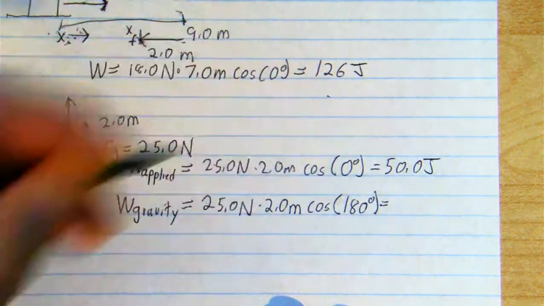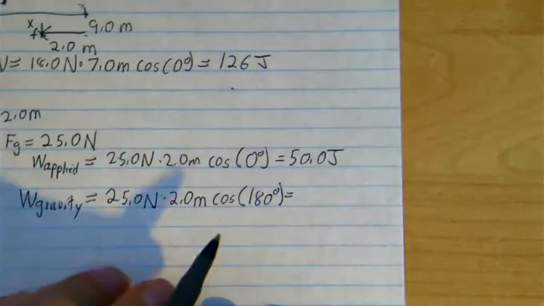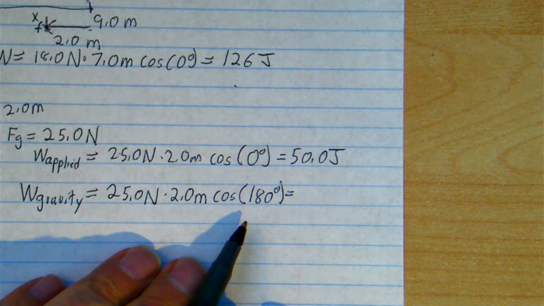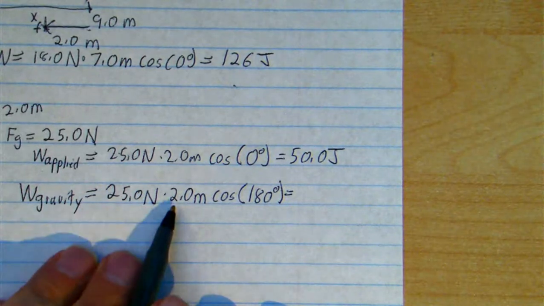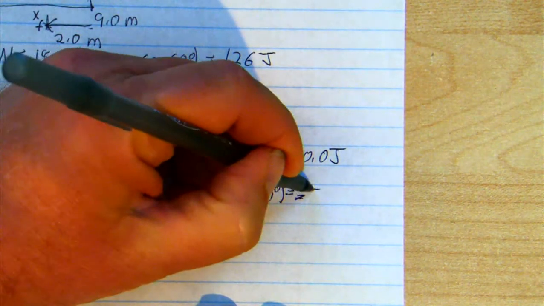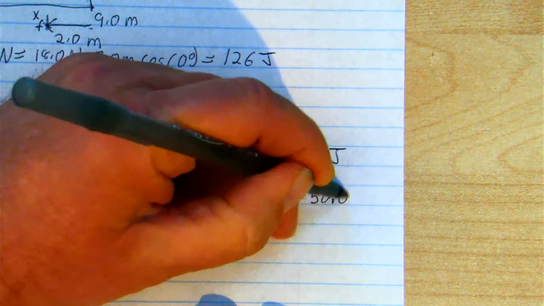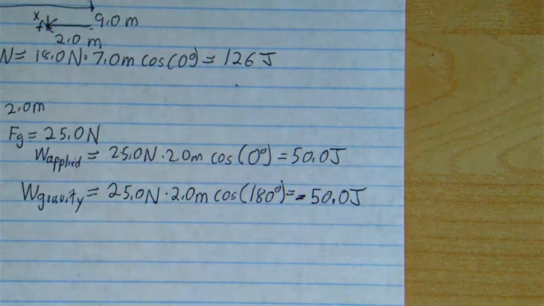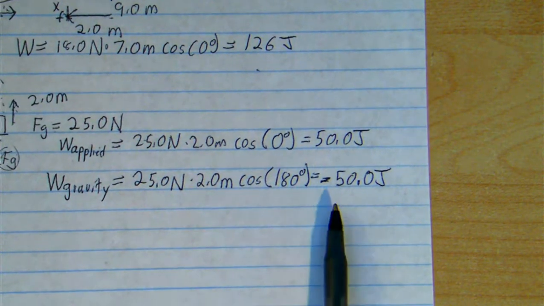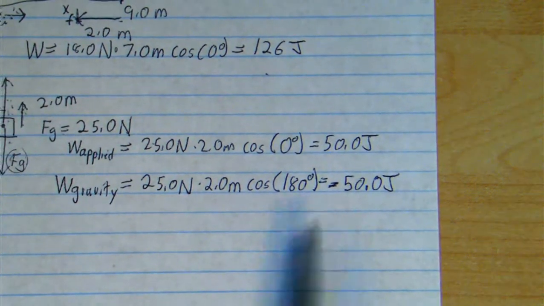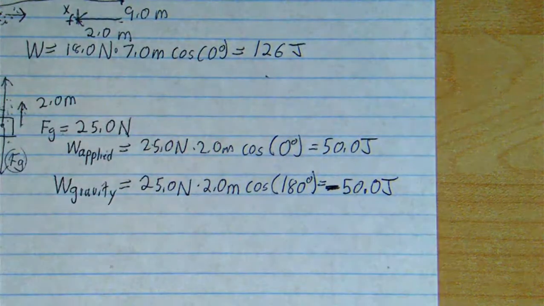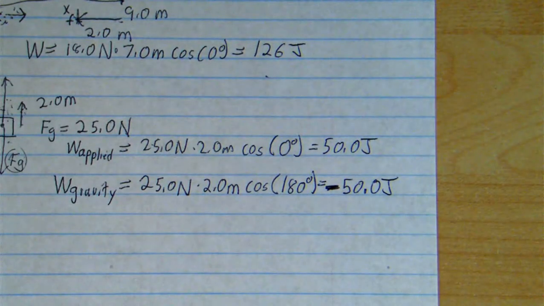As I showed you earlier on the calculator, the cosine of 180 degrees is -1. So 25 times 2 times -1 means the work done by gravity is negative 50 joules of work. And yes, it's possible to do negative work in a physics problem. I know this looks like an equal sign. It's just a huge minus sign there in front of things.